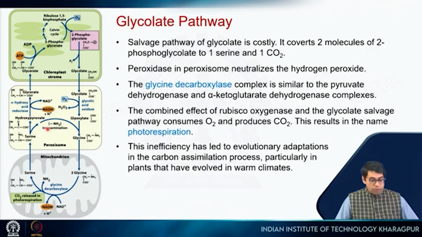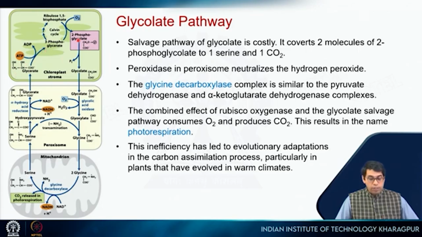So, deamination happens, right. So, this amine goes from here to the glycine and it forms hydroxypyruvate. Okay. And this hydroxypyruvate is now reduced to glycerate by this enzyme alpha hydroxy acid reductase. So, it uses NADH as the reducing agent which gets converted to NAD plus, and this glycerate goes into the chloroplast. It is phosphorylated to produce 3-phosphoglycerate, right. So, this 2-phosphoglycolate finally produces this 3-phosphoglycerate.